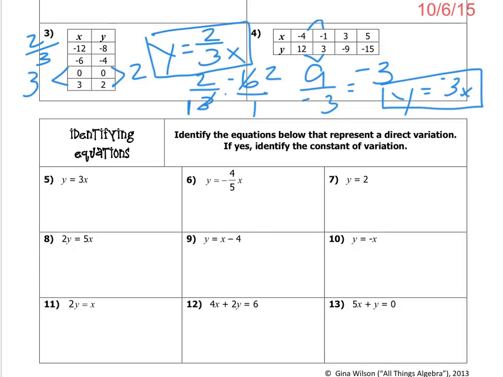So basically what the rule is saying for a direct variation is you're always going to have the ratio of y over x, and it's going to be constant. It's never going to change. For every set of ordered pairs, y over x is going to be the exact same.